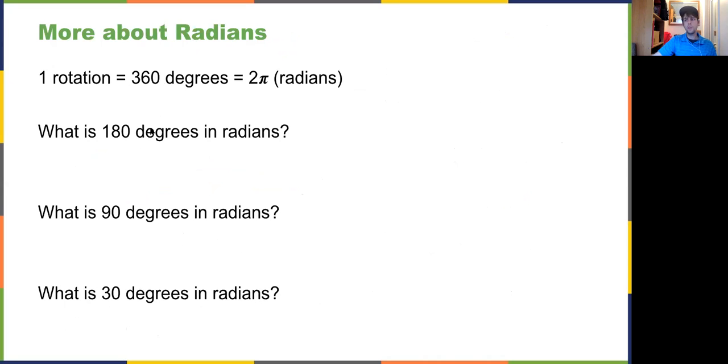All right, so let's do some conversions here. Based on the previous slide, we know that 360 degrees is the same thing as 2 pi radians. So what would 180 degrees be? That's half a rotation, right? 180 degrees is halfway around a circle. So it's going to be half of the number of radians. So it's going to be pi.